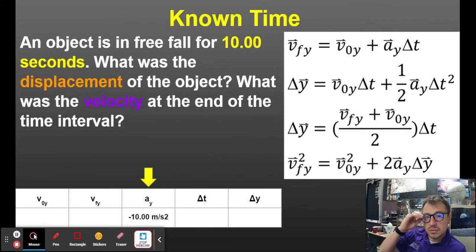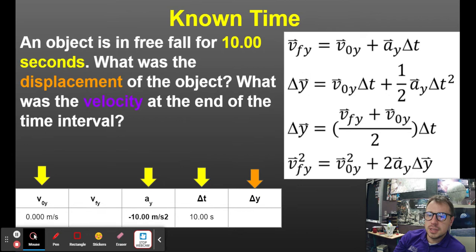Now an object is in free fall for 10 seconds. What was the displacement of the object? What was the velocity at the end of the time interval? So here's my delta y, right? I'm looking for the displacement. What height did it fall from? How far did it fall? So I know the time interval that's given to us, 10.00 seconds. Notice that's four significant figures now. And once again, I know the initial velocity. It's going to be 0.